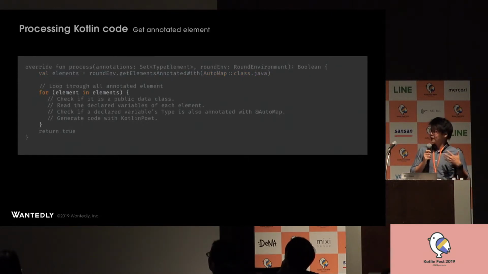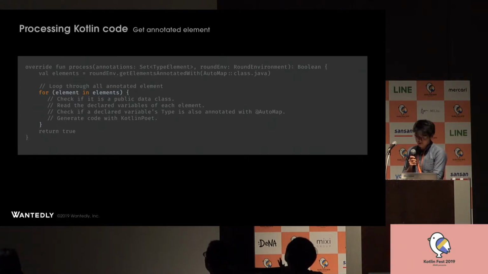We will then go through each element and check if it's a public data class, and then read the variables that are declared inside each element, and check if the type of a variable inside the element has also been annotated with AutoMap, and then generate the extension function with KotlinPoet.